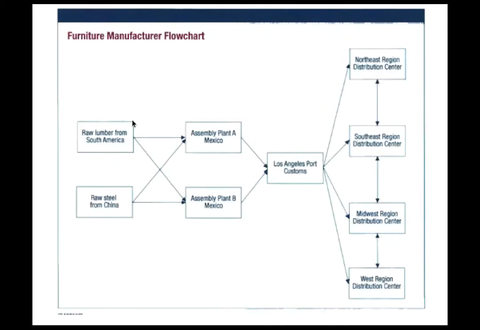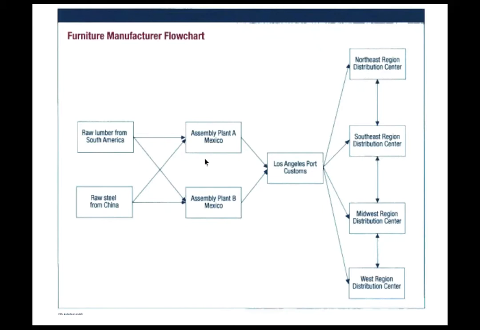From a flow chart. So this is something I'm pretty sure they included in the book, or maybe I just kept it in there and they deleted it. But from a flow chart standpoint, this is where you might see raw lumber coming from South America, raw steel from China, and it kind of goes back to these two assembly plants in Mexico. This example they're giving, right? And so they make the product, and then that product goes into a shipping container into the port of Los Angeles, right? And then it's going to get distributed throughout the rest of the U.S. from this one main port.